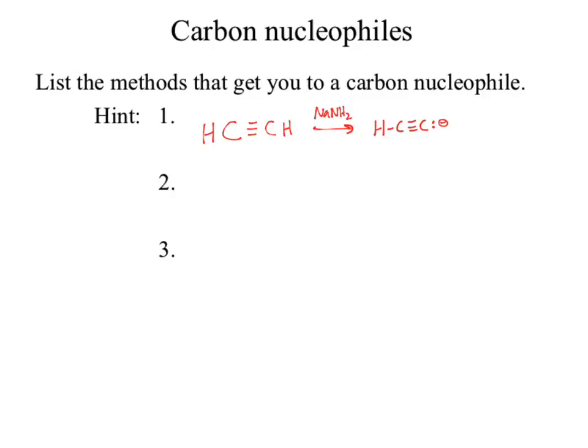What else is produced? Ammonia gas, I don't care about the ammonia, and what type of bond do we have here? An ionic bond between a metal and carbon. And that got us carbon nucleophile. Hey, that was cool. Where else have we seen carbon nucleophiles?